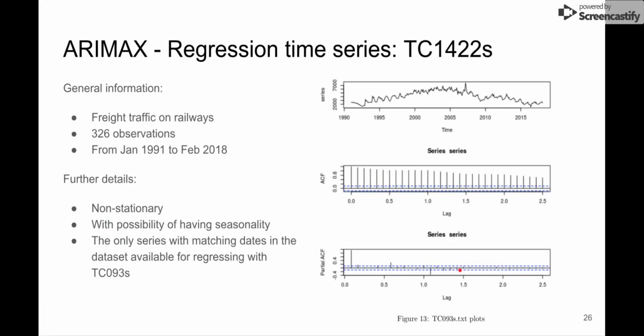For the regressor time series, I used TC1422S, which is freight traffic on railways. This was the only data set that I could find in the second directory that I could use as a regressor for the ARIMAX, which had, to some extent, the same alignment of time. The rest of the time series were not really matching the dates of the first time series that I had to analyze. So the total number of observations in this time series is 326, from January 1991 to February 2018.